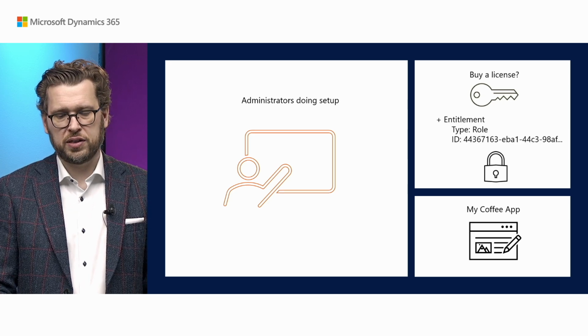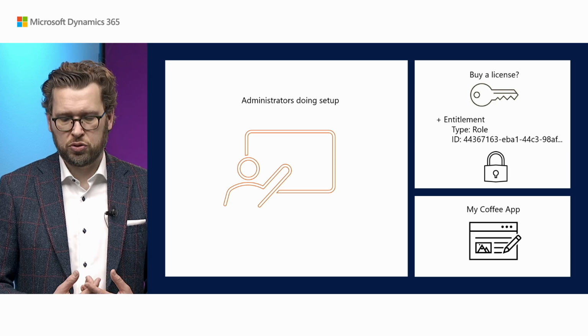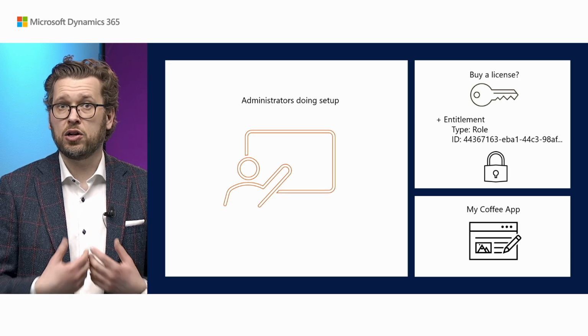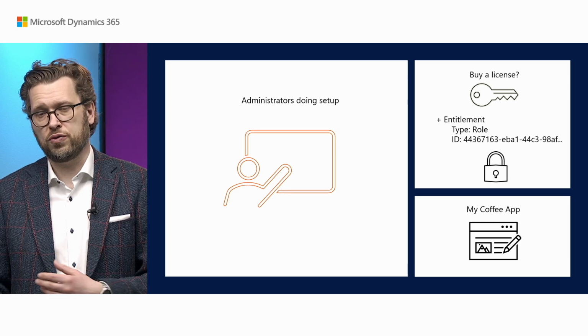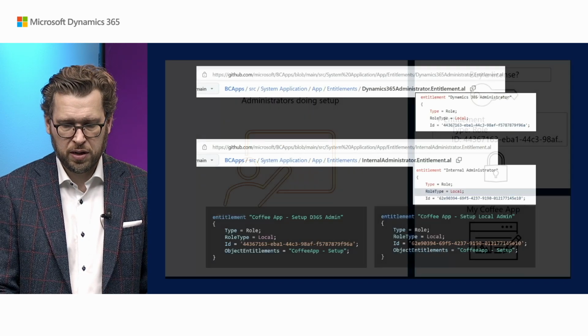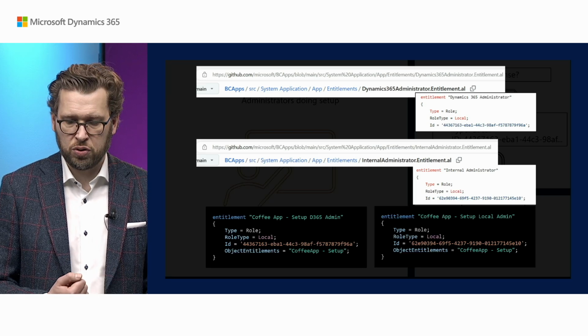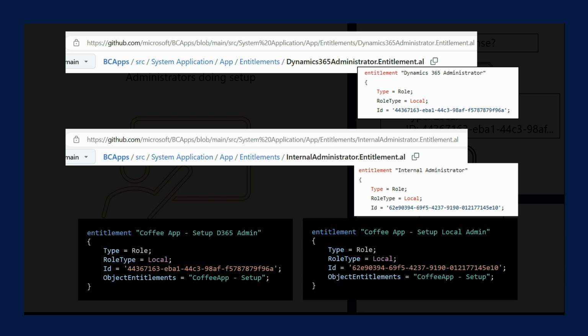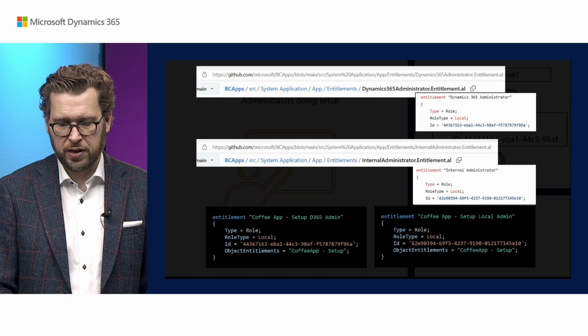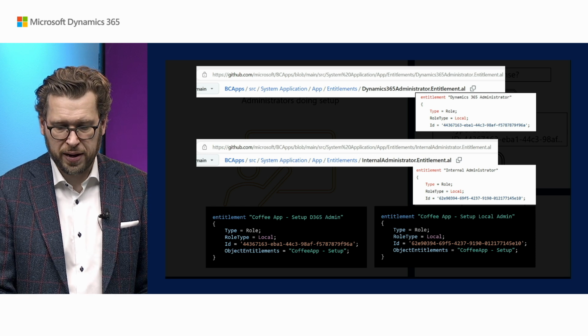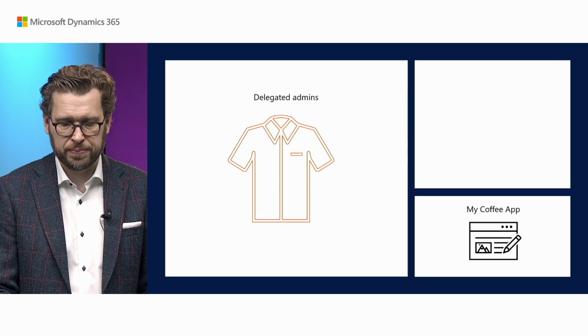But what we can also do is that, again, we can use entitlements to entitle local administrators to get access to certain functionality, for example, setup. So in the Microsoft System app, you can see some examples of two roles for that. There's the Dynamics 365 administrator and also the internal administrator. And then in your app, you can add entitlements for them and grant them access to various app functionality, maybe just setup functionality, right? So that avoids having to buy a license, and the administrators are now happy.